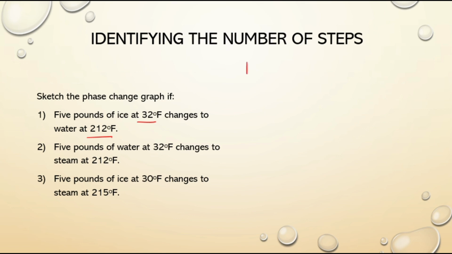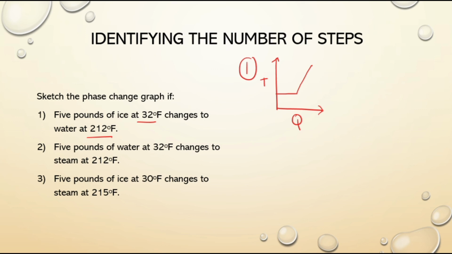So for number 1, temperature versus heat, what are we starting at? We're starting at ice at 32 degrees Fahrenheit at the melting point. So we start with a flat line. And then we go all the way up to the boiling point of water, but we don't change it to steam. So there's only 2 steps in the heat total for situation 1.